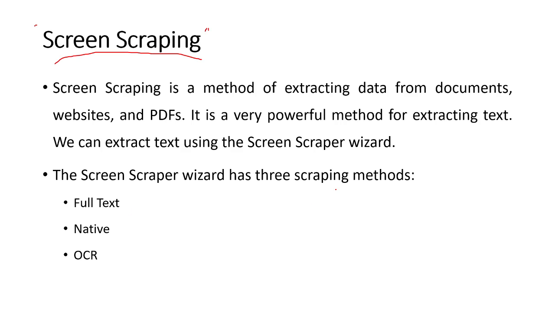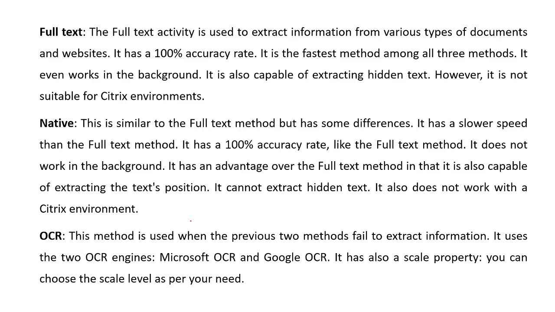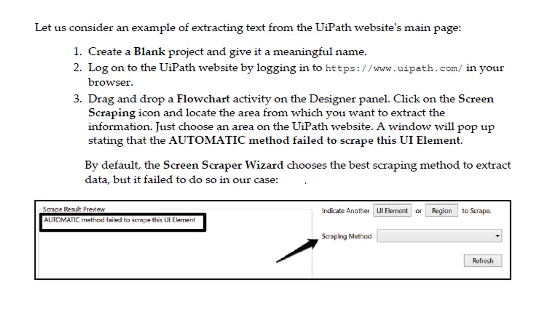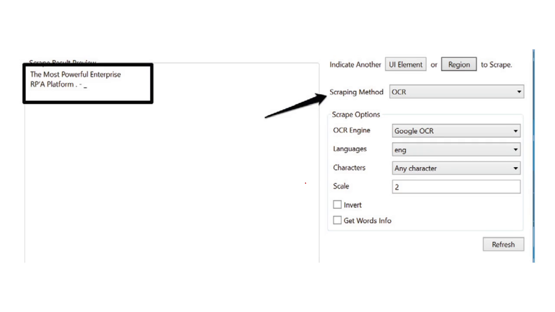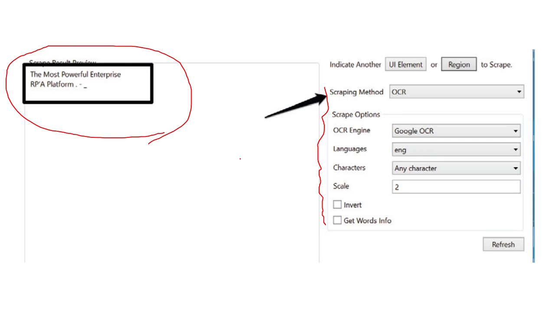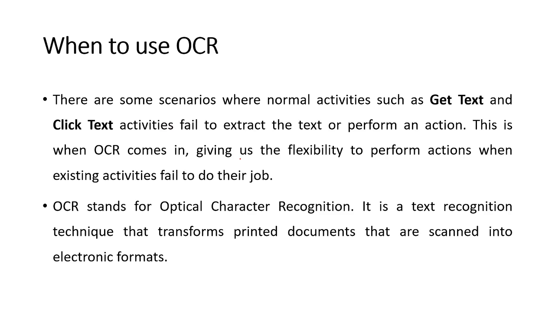And we covered the three methods used by the scraper wizard, namely full text, native method and OCR, which stands for optical character recognition, right? And we discussed the advantages and disadvantages of all these three methods, right? And then we demonstrated practically how to deal with the attributes, I mean the scraping methods, and where you can see the result, right? For review purpose. Clear? Okay.